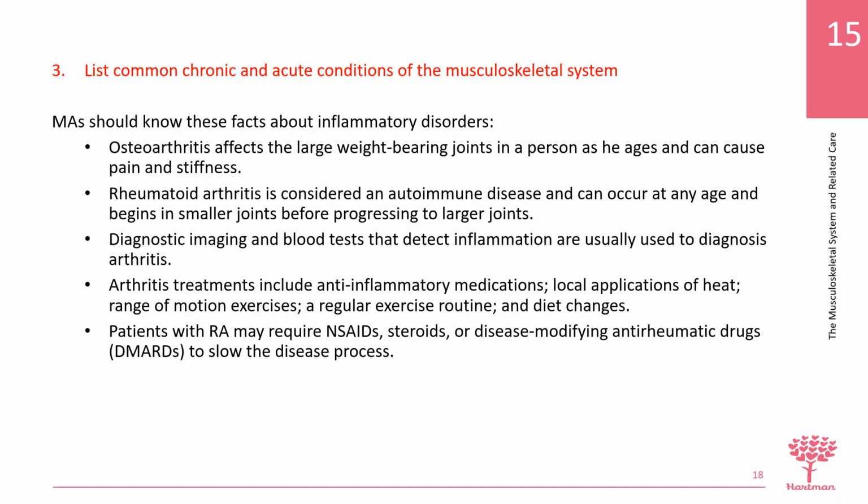And so we already named osteoarthritis, which affects more of those large weight bearing joints in a person as they age. It causes a lot of pain and stiffness. We talked about rheumatoid arthritis. Rheumatoid is actually considered an autoimmune disease, and we've talked about this in previous chapters. It can occur at any age. If you remember what autoimmune means, it's when the body begins to attack its own organs and its own joints.